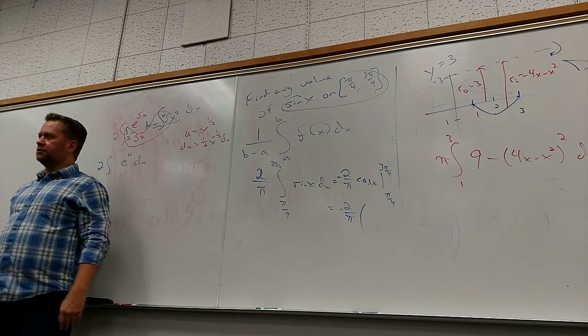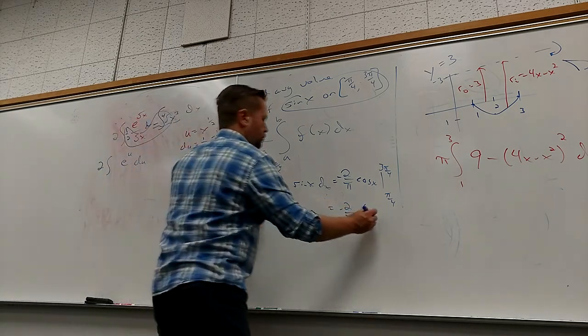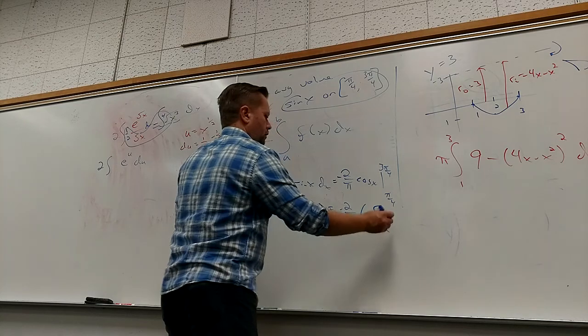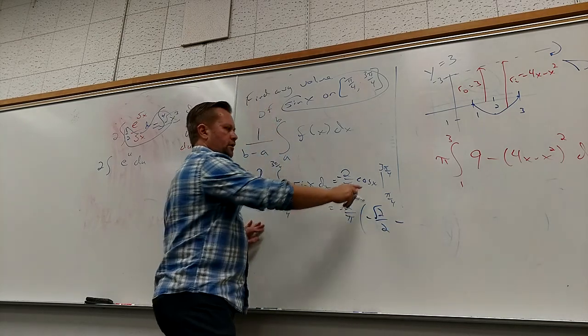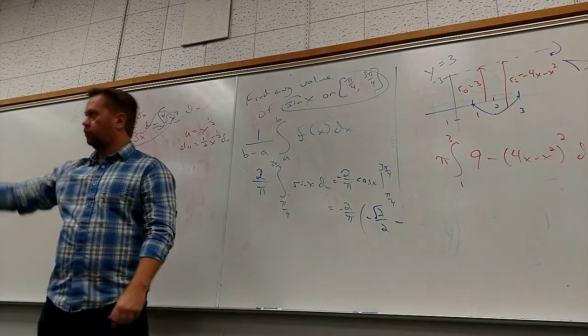The over 4 ones are nice. Root 2 over 2, so it'll be negative root 2 over 2, minus. And what's cosine of pi over 4? Cosine of pi over 4 is root 2 over 2.